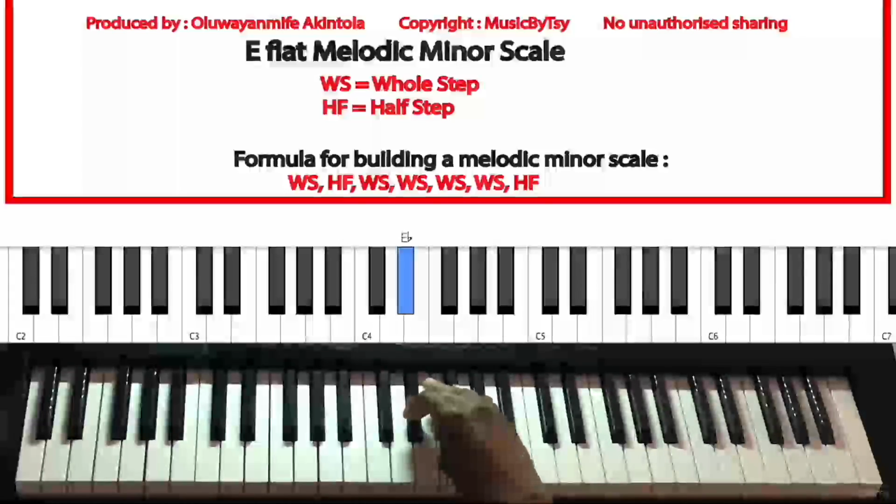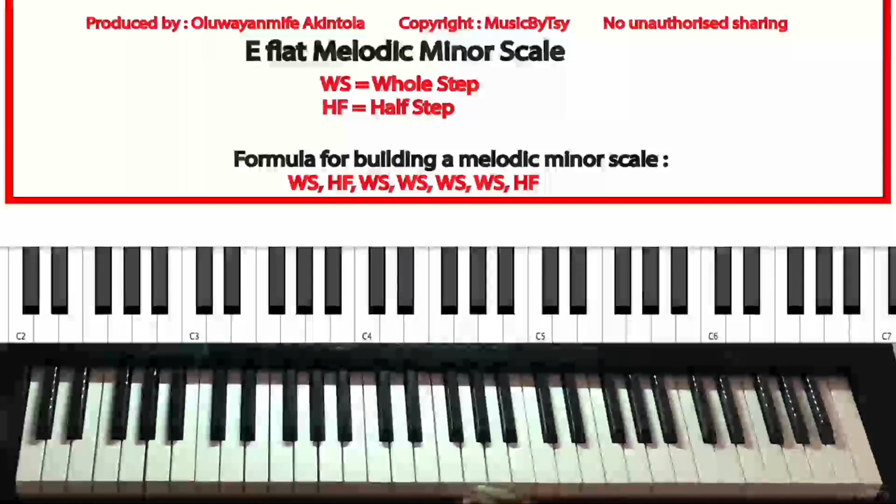So first of all, the first method that I am going to teach you is an easy method. With that method, in order to build the E flat melodic minor scale, we're going to take the E flat major scale, and then we're going to take the third note of the E flat major scale, and then we are going to lower that third note of the E flat major scale by a half step, and then that is going to give us the E flat melodic minor scale.